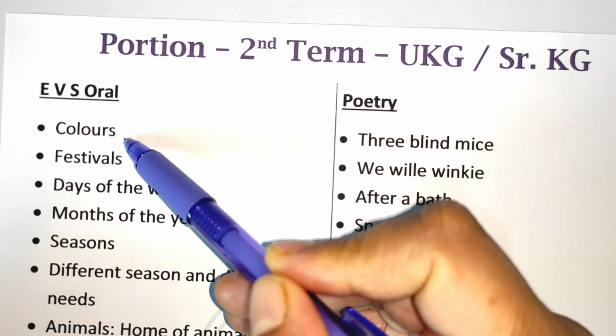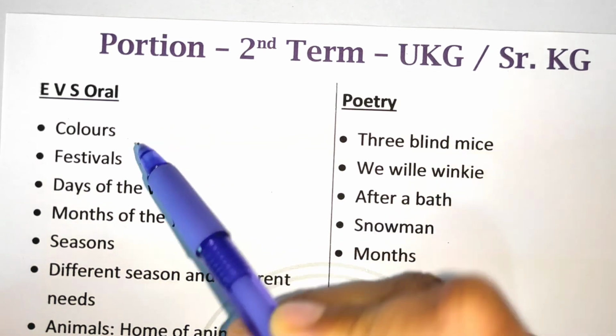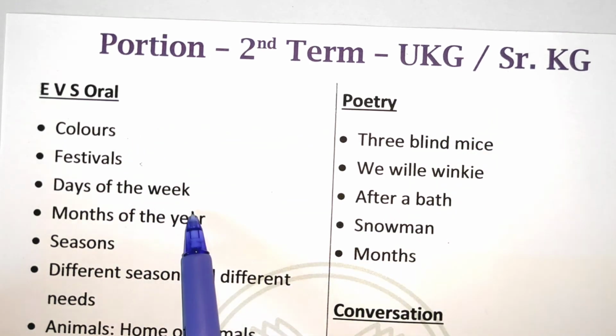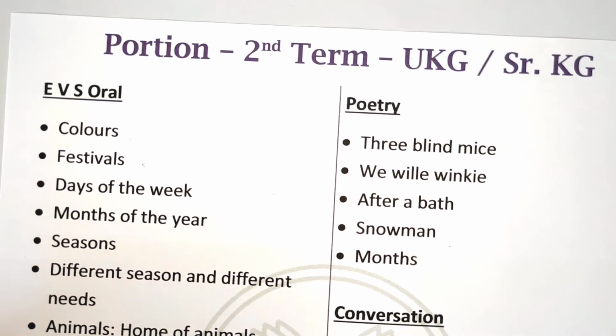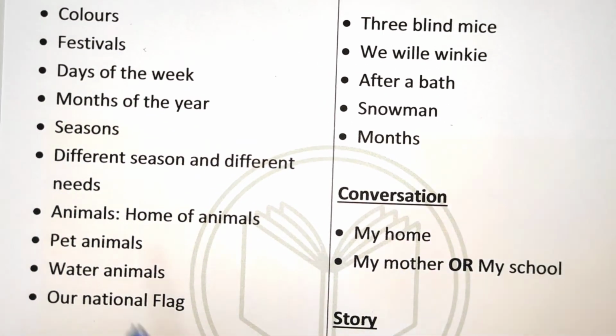In EVS oral, we will practice the following chapters of your book. The chapters are colors, festivals, days of the week, months of the year, seasons, different season and different needs, animals, home of animals, pet animals, water animals, our national flag.